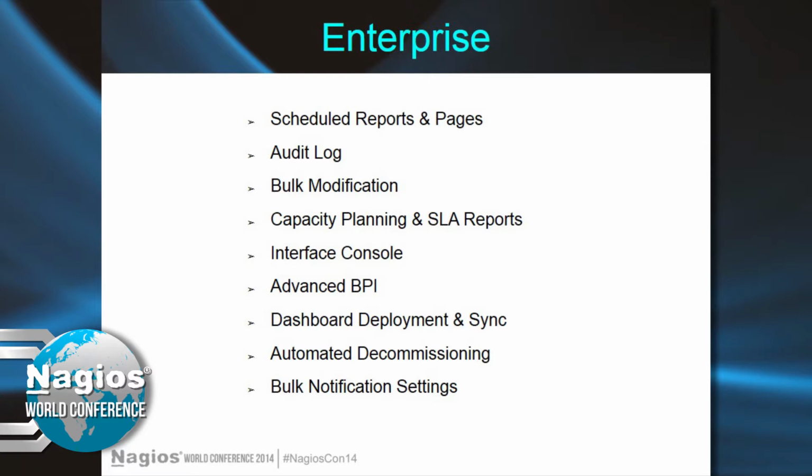And then the Enterprise Edition specifically gives you the ability to schedule reports and pages. It gives you an audit log of user activity, so you can see who logged in when and what they were up to in the interface. It's got the bulk modification tool, capacity planning and SLA. There's a little AJAX terminal built right into the interface if you want to get to the CLI on your Nagios machine from the actual XI interface.